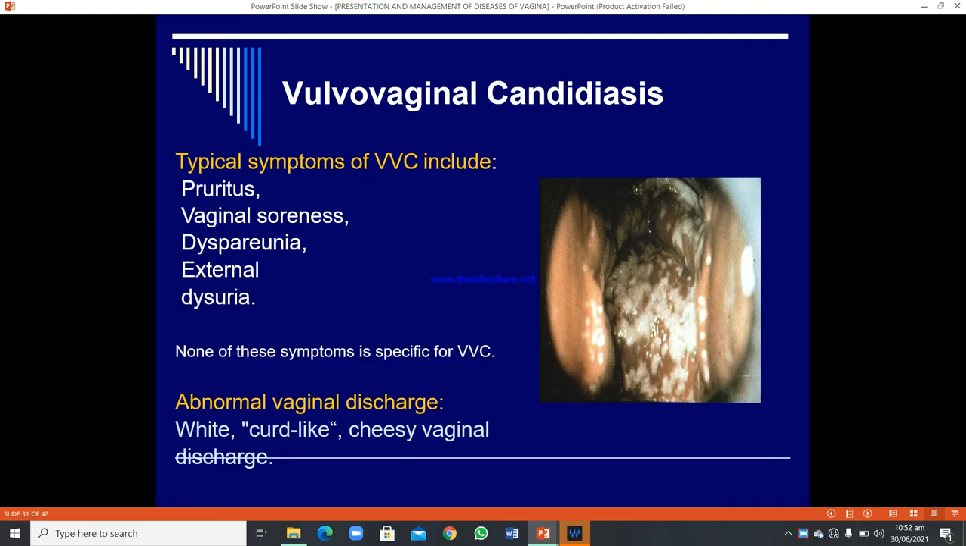Now, you can see in this picture, typical symptoms of VVC, vulvovaginal candidiasis, include pruritus, vaginal soreness, dyspareunia, external dysuria. None of these symptoms is specific for VVC. Abnormal vaginal discharge, white curd-like cheesy vaginal discharge.